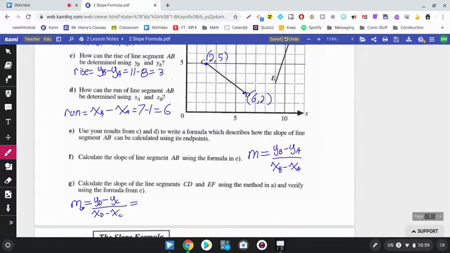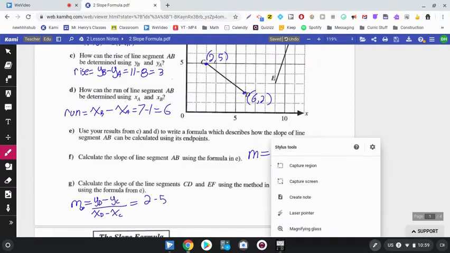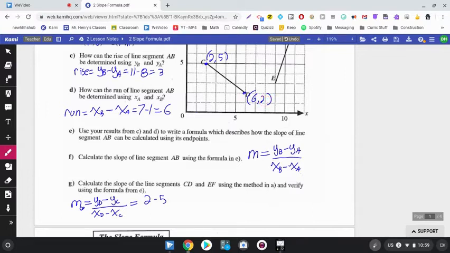So the y from D is 2, subtract the y from C, which is 5, over the x value from D, which is 6, minus the other one, which is 2. So I get -3 over 4, or -3/4. If I count it out, 1, 2, 3 downwards, 1, 2, 3, 4 over. -3/4 is my slope.